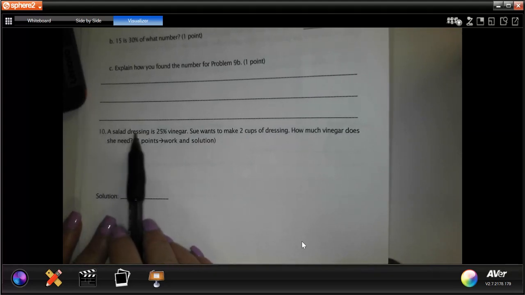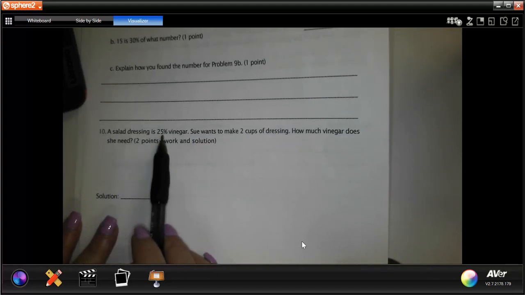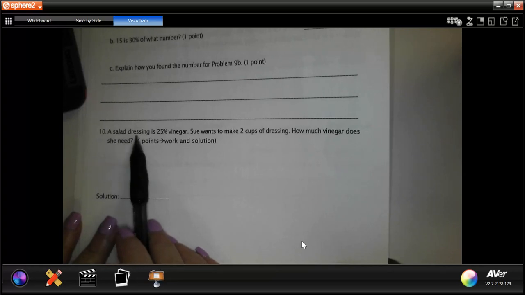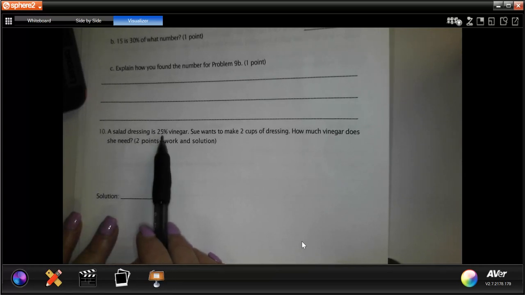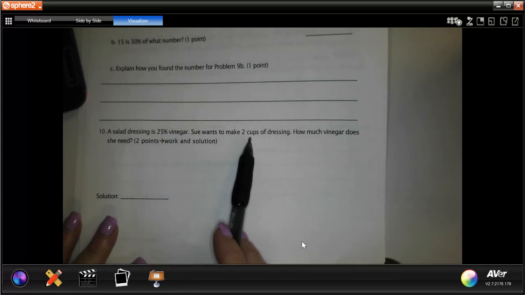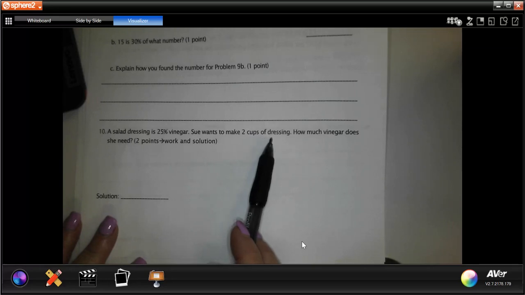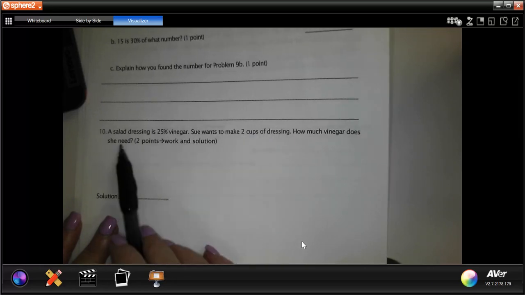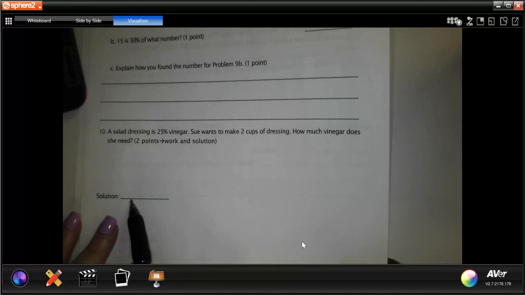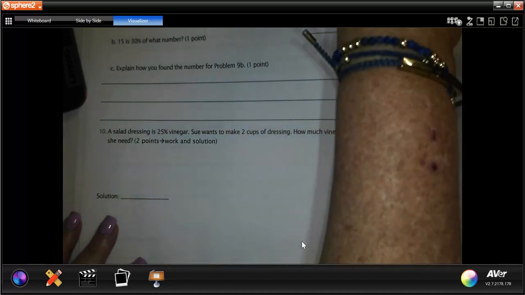Question 10. A salad dressing is 25% vinegar. I'm going to repeat that. A salad dressing is 25% vinegar. Sue wants to make 2 cups of dressing. How much vinegar does she need? It's worth 2 points, the work and the solution. Think about your words, is and of. What do you know and what do you need to solve for? Pause your video and solve.